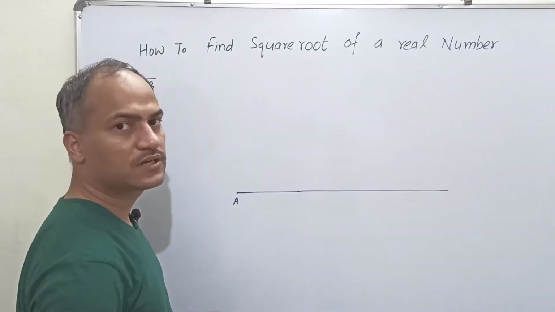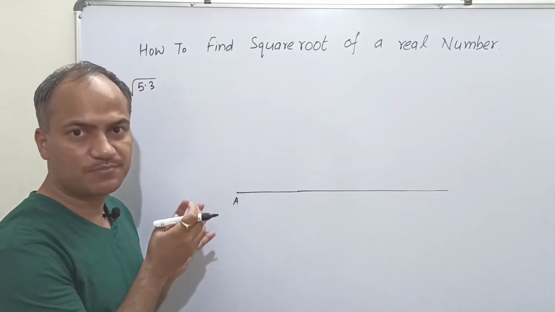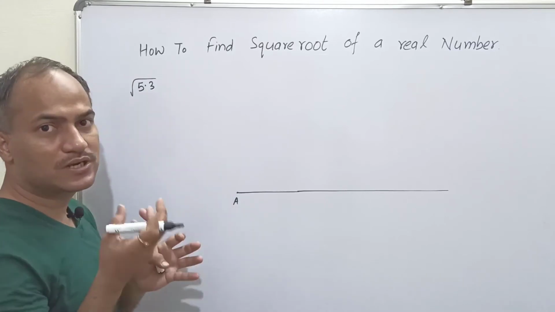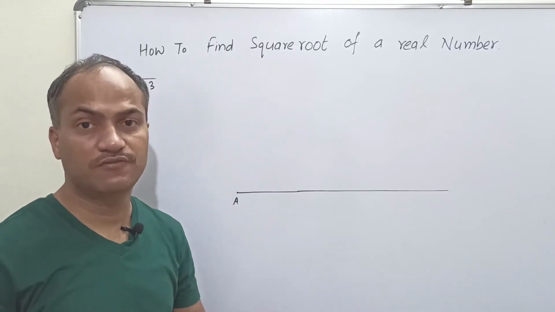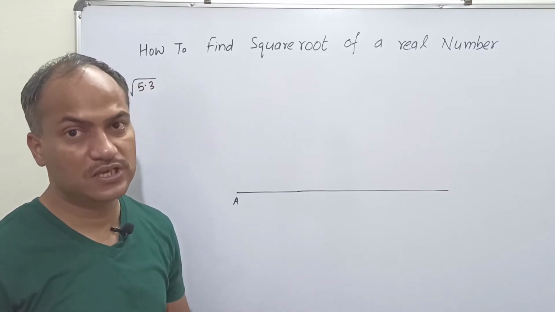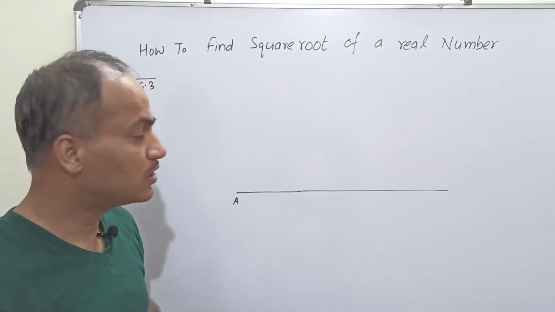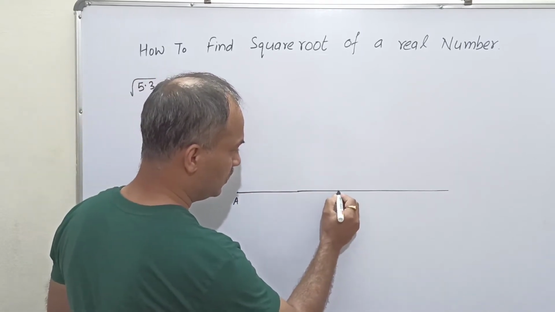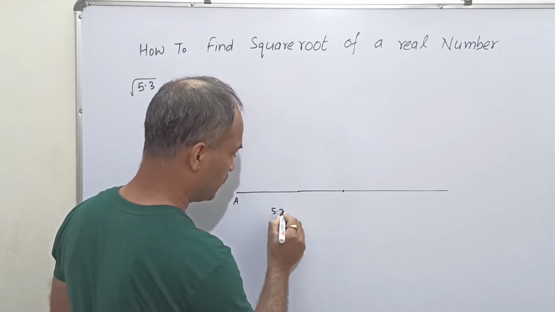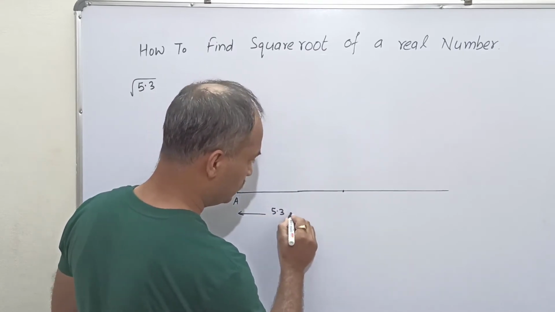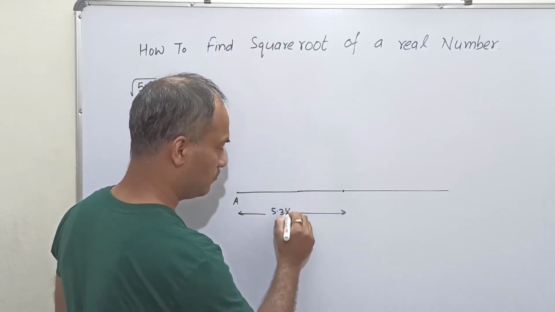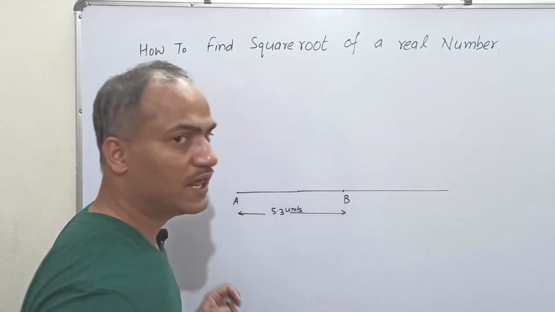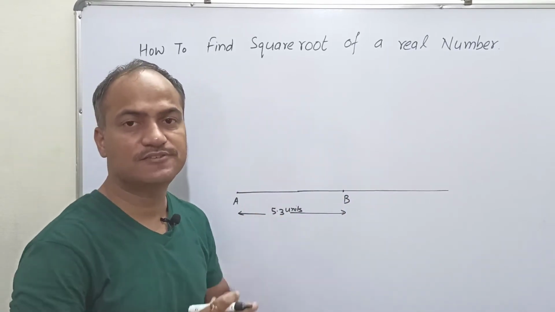We will draw a straight line. We will assume that one starting point A is fixed. From here you measure 5.3 unit distance. Here the unit is not given, so it can be centimeter, it can be meter, it can be anything. It is just a number. So for convenience, you can take centimeters. Suppose till here it is 5.3 units. Now I give this point a name B. Now we have AB distance 5.3.